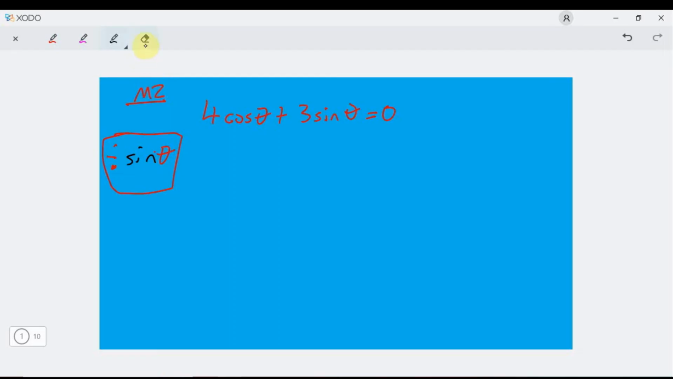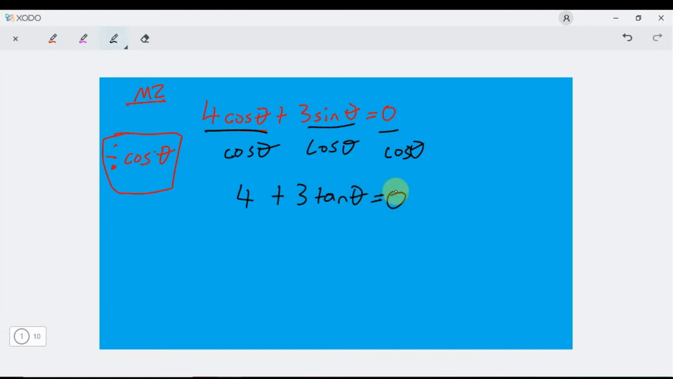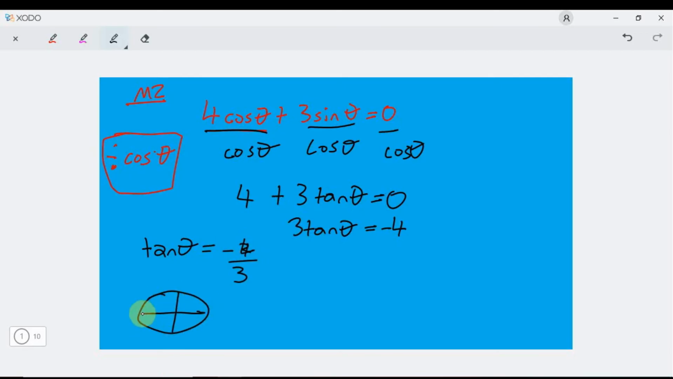No, divide through by cos. Guys, it doesn't matter, I'm just looking for the easier one. I'm trying to generate the identity. So divide through by cos, cos over cos gone, so that's 4 plus sine over cos is tan, so this is 3 tan theta equal to 0. Bring over the 4, so 3 tan theta equal to negative 4, and so tan theta is equal to negative 4 over 3. You draw your circle, you want tan to be negative.